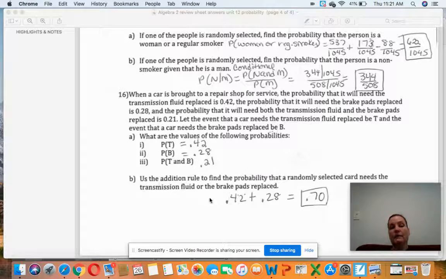And then B just wanted us to use the addition rule to find the probability that a randomly selected car needs transmission or brake pads. Or means add. So 0.42 plus 0.28 equals 0.70.